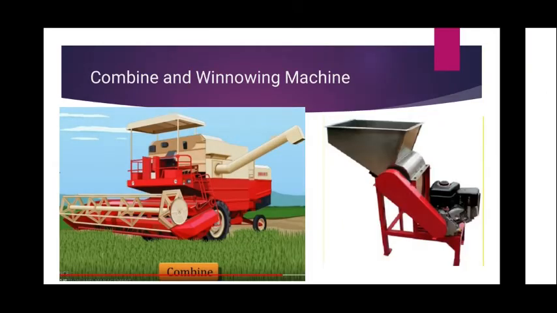And in small land, if the agricultural land is very small, at that time we can remove this chaff from the grain by a process called winnowing. This method you could have already studied in your lower classes in detail.